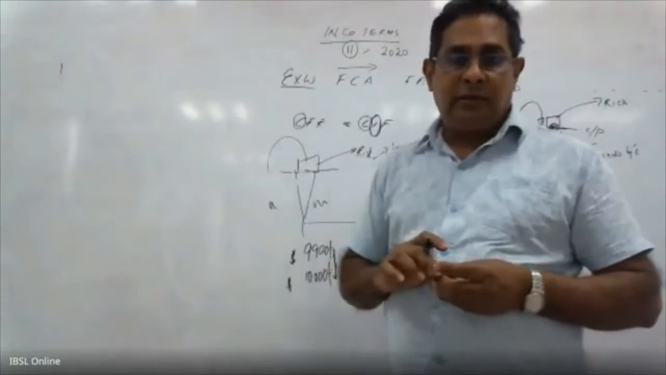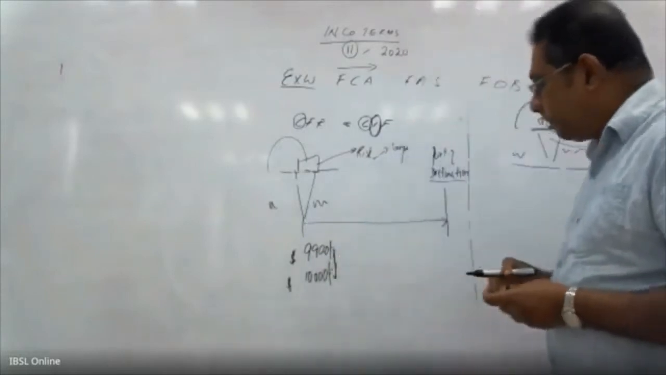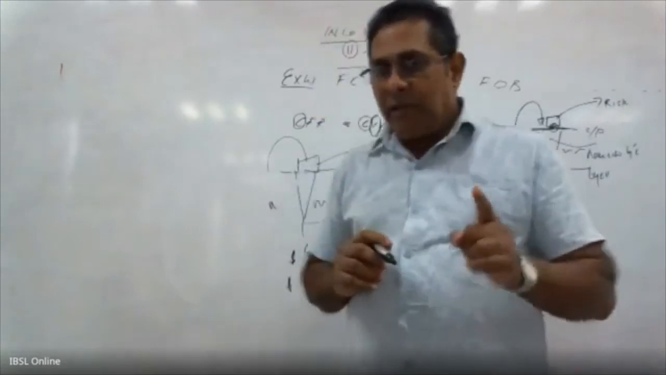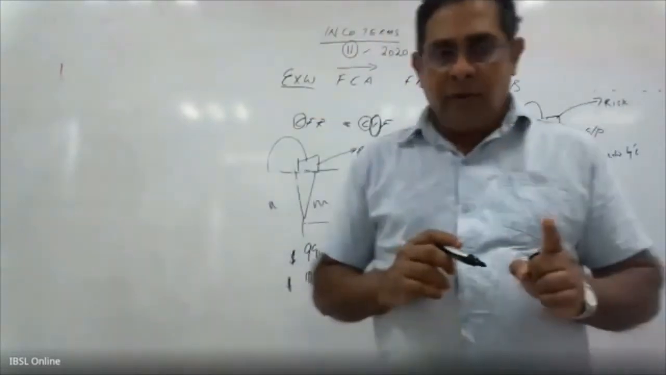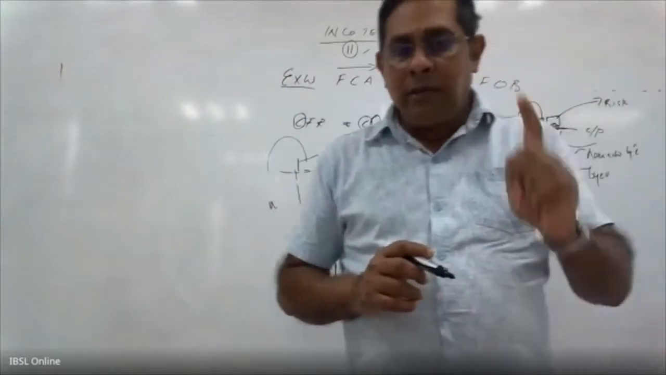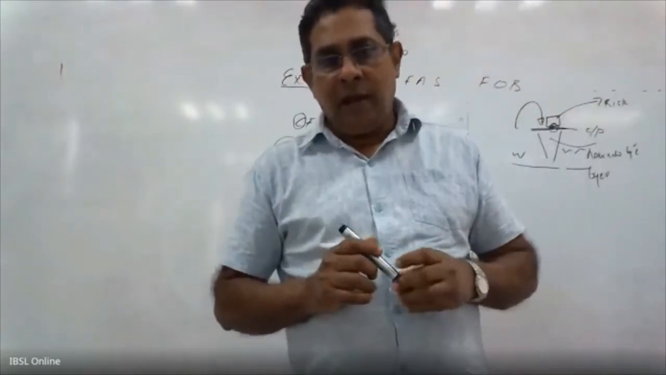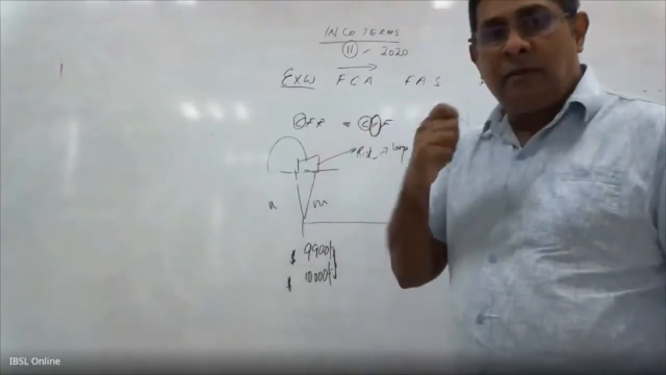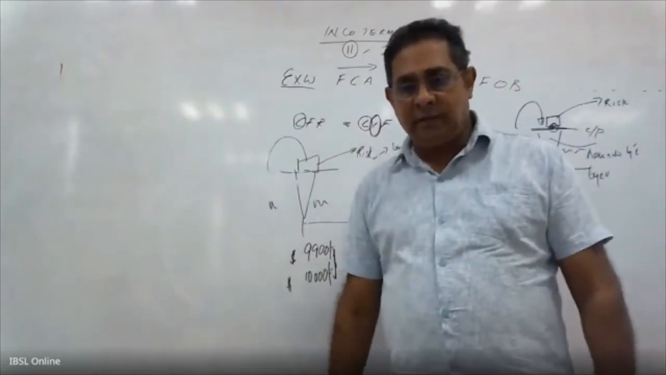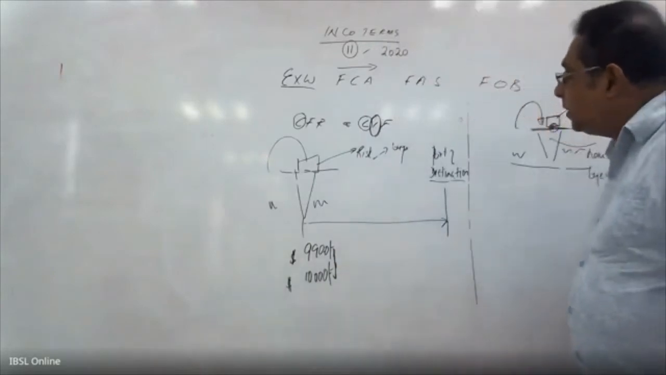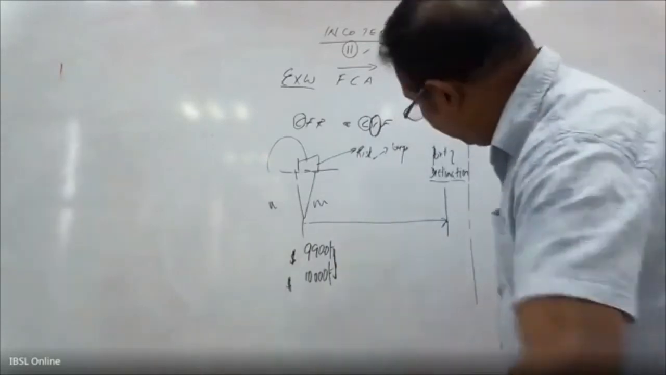Cost of insurance. Right. So remember, when I say cost of insurance under CIF, as in CIP, the seller is obligated to cover the insurance. He can't have discretion on whether to cover the insurance. He must cover the contract of insurance. That is in case of CFR and CIF.